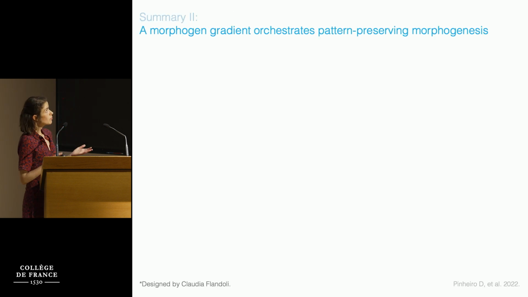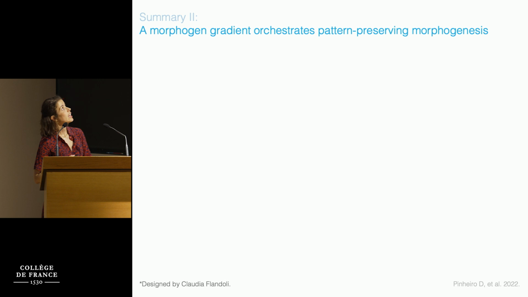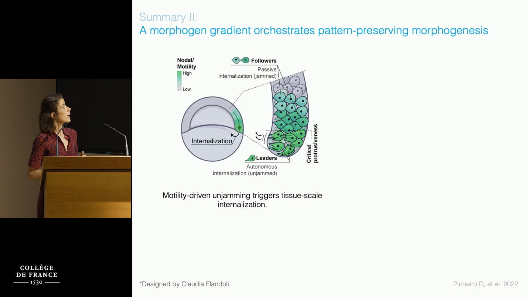And now, what I hope I've convinced you today is that we found that this morphogen gradient that is essential to pattern the tissue, not just in the 3 germ layers as I've discussed, but it also plays a role in getting different flavors of the mesendoderm, so really complex tissue patterning. It also plays a critical mechanical role in organizing the morphogenesis of this tissue during gastrulation. And here, the gradient of nodal signaling, on one hand, sets up a gradient of cell motility, which triggers tissue scale unjamming, and this is necessary to initiate tissue scale internalization.